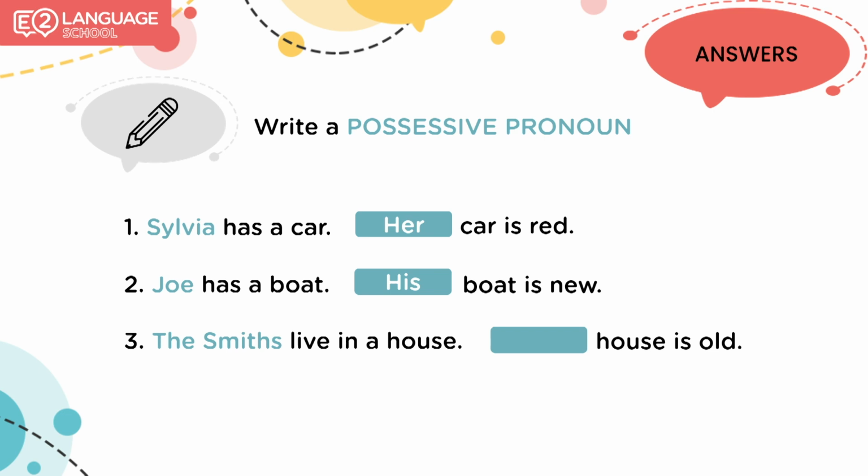Lastly, the Smiths live in a house. Their house is old. So we need to use their because it is a group of people, the Smith family.